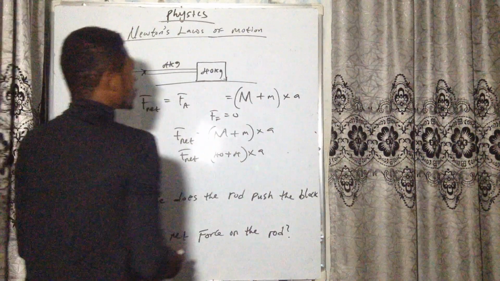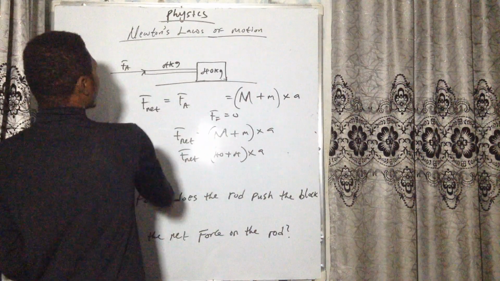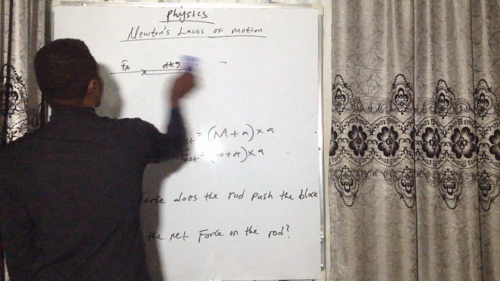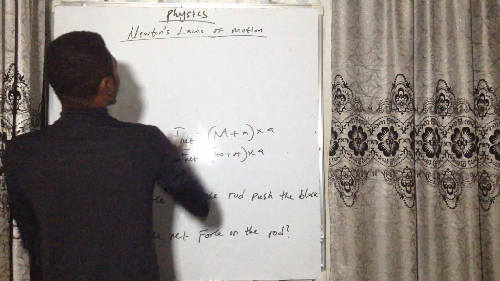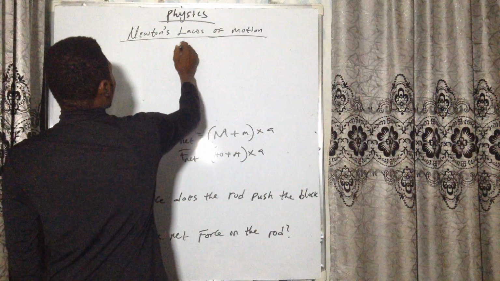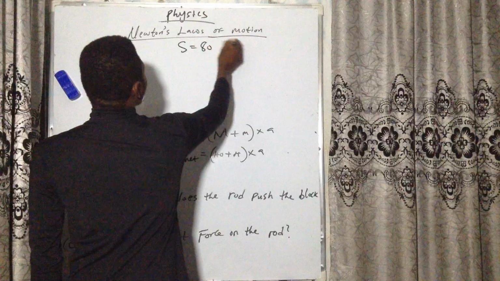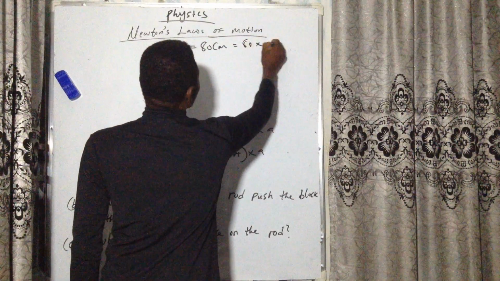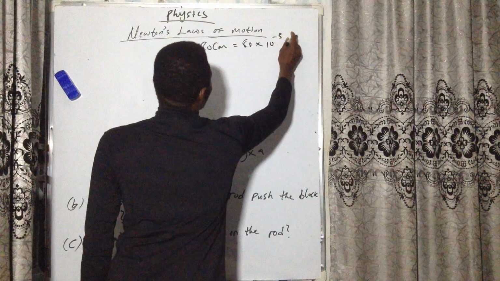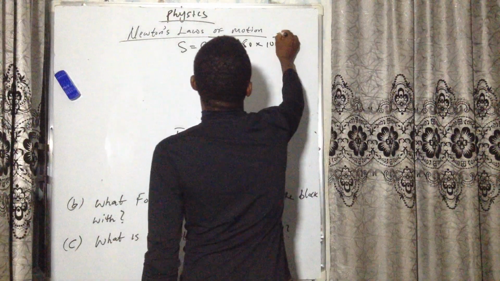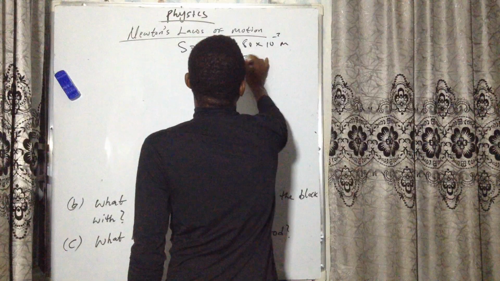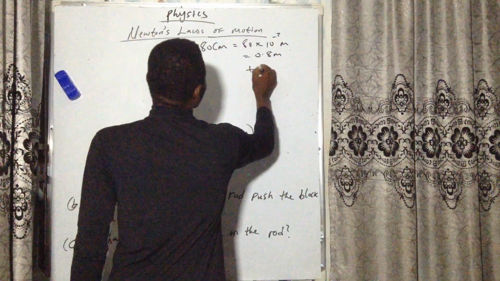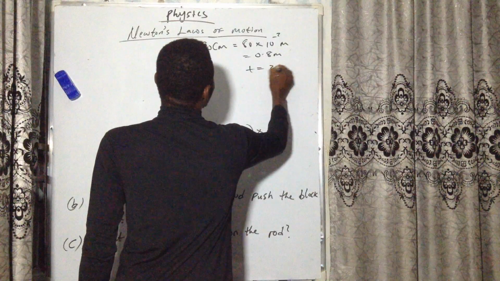Now, to find the acceleration, we make use of the distance formula. Remember that the distance is equal to 80 cm. If you convert it to meters, it will be 80 times 10 raised to the power minus 2 meters, which is equal to 0.8 meters. And the time is equal to 2 seconds.